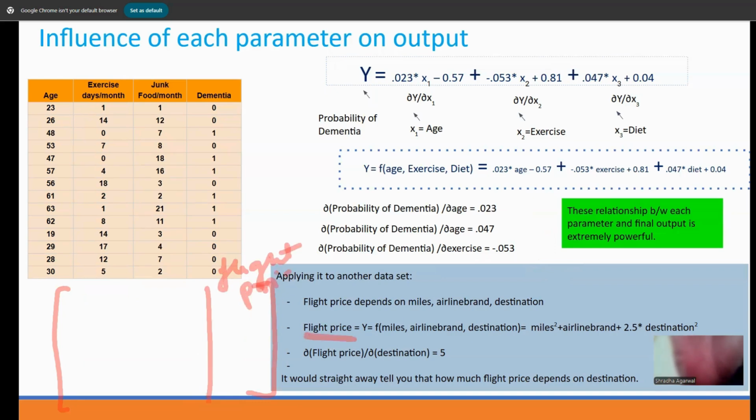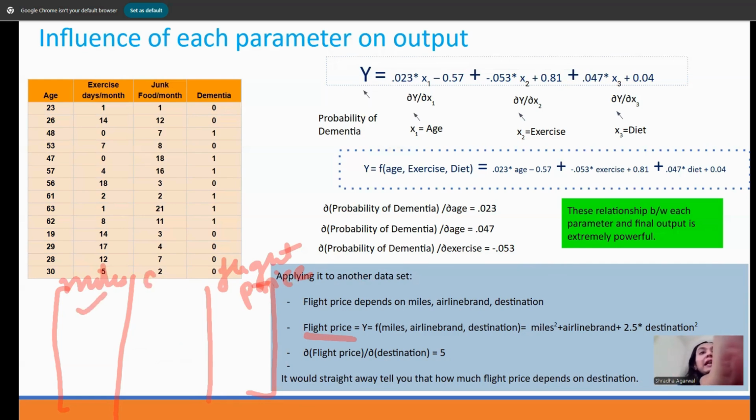And this flight price depends on three things. One is the miles, how far. Of course, I am sitting here in Mountain View, California. If I have to go to Canada, it's very far, so large miles, versus if I just go within the US, it's a smaller mile. So mile is one parameter.